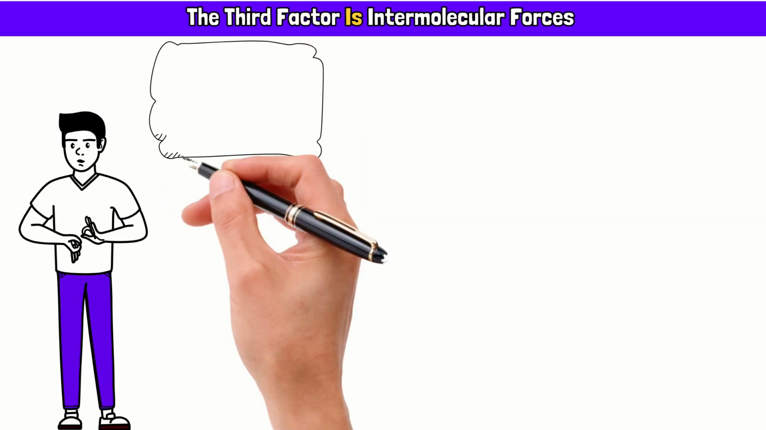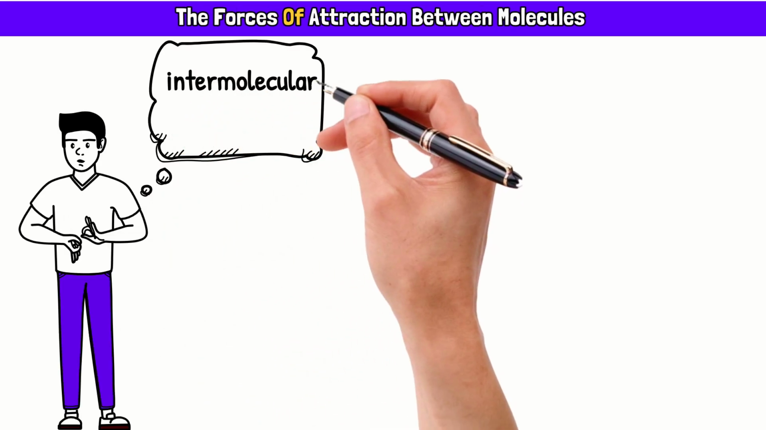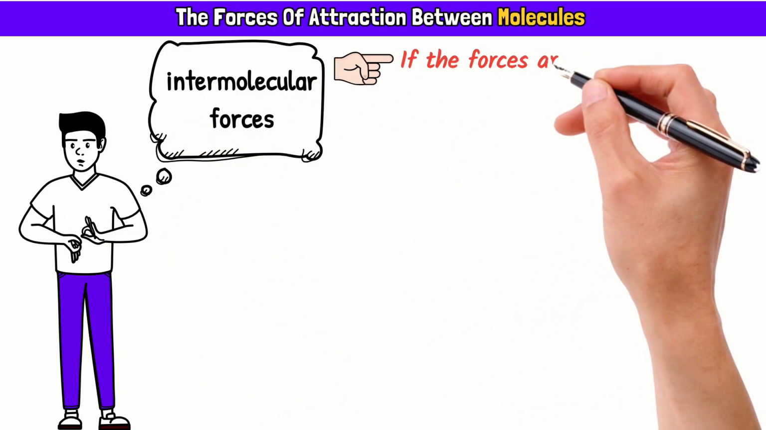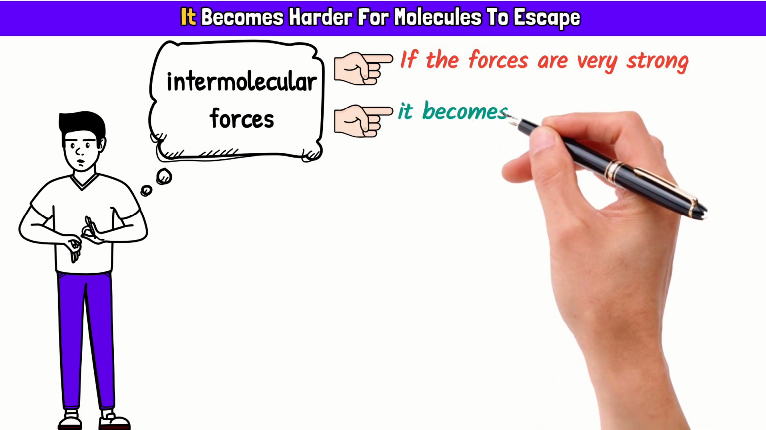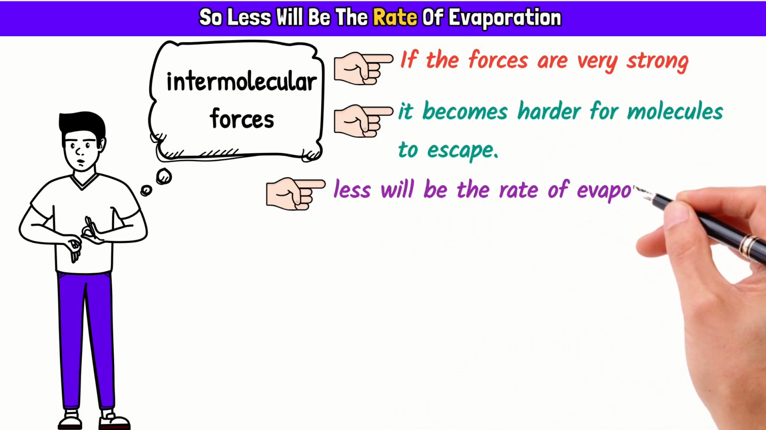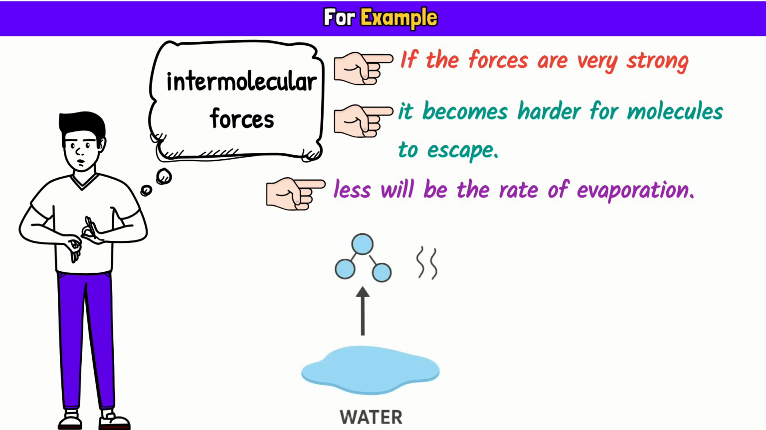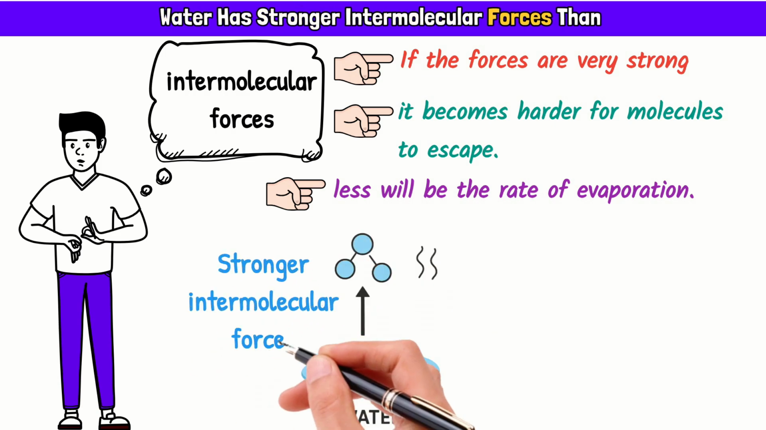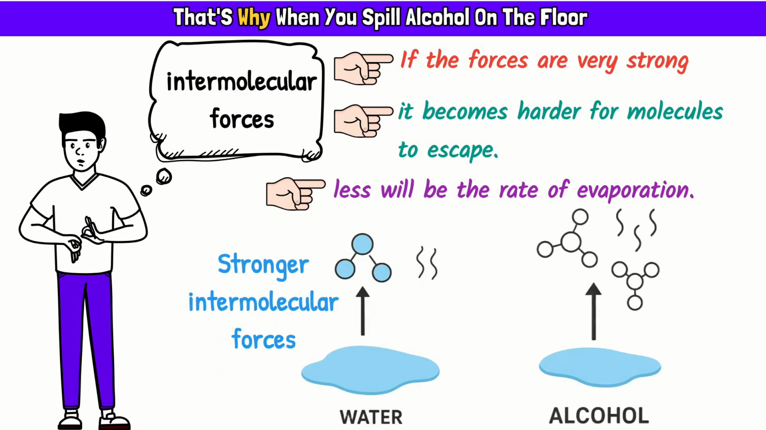The third factor is intermolecular forces, the forces of attraction between molecules. If the forces are very strong, it becomes harder for molecules to escape, so the rate of evaporation will be less. For example, water has stronger intermolecular forces than alcohol. That's why when you spill alcohol on the floor, it vanishes quickly, while water takes a much longer time to disappear.